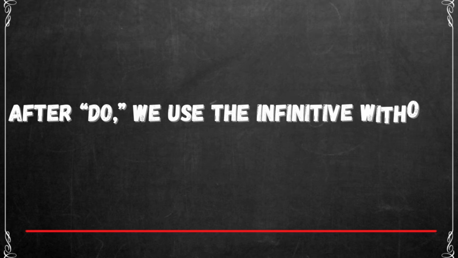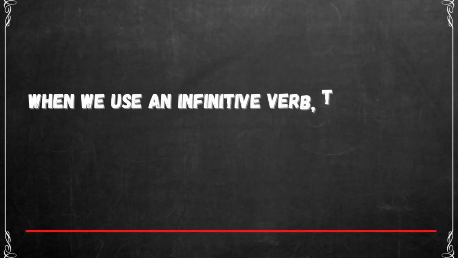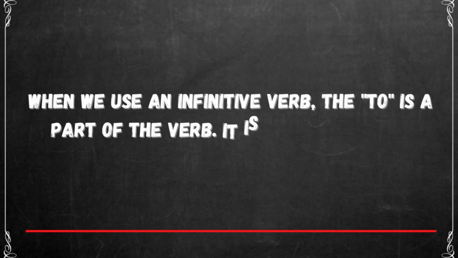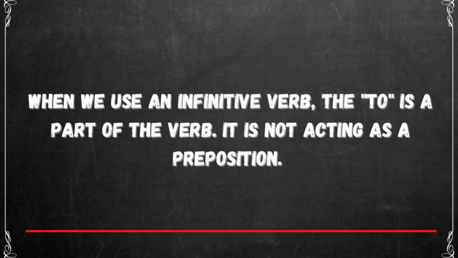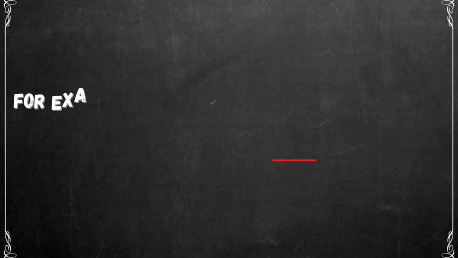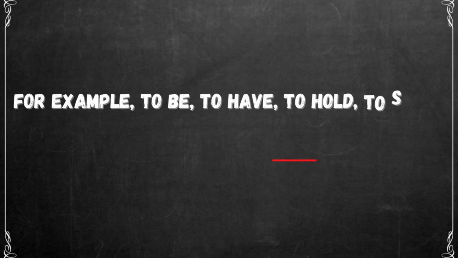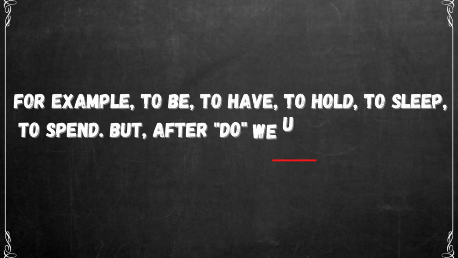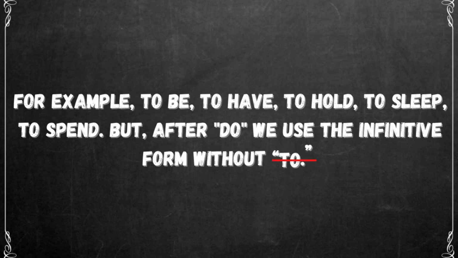After do, we use the infinitive without to. An infinitive verb is the base form of a verb with to. When we use an infinitive verb, the to is part of the verb. It's not acting as a preposition in this case. For example, to be, to have, to hold, to sleep, to spend. But after do, we use the infinitive form without to form a question.